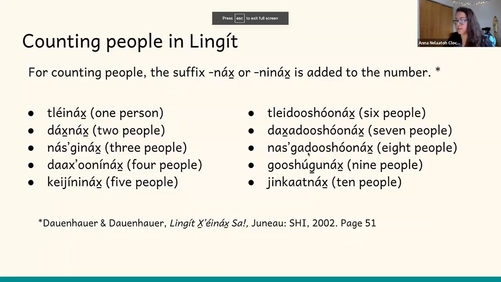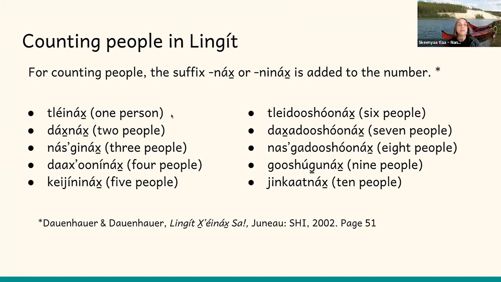So let's go ahead and unmute our mics. We'll practice all of them together, and then we'll go through an exercise similar to how we practiced counting things 1 through 10. The first one, for one person, is tleinach. For specifying the people you're talking about, if you want to say one man or one person, you would say tleinach ka.